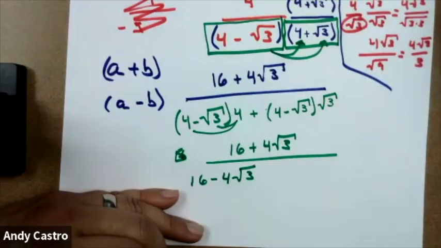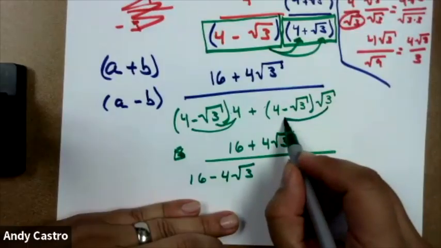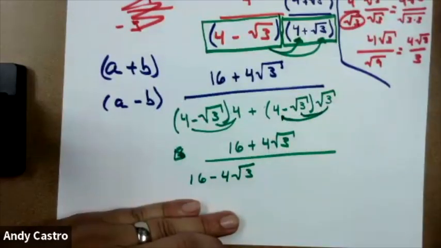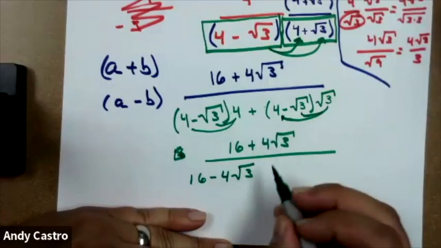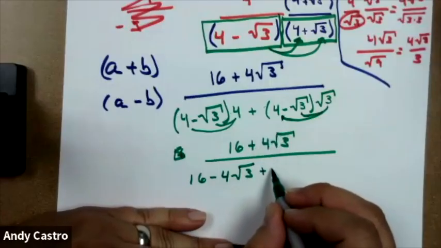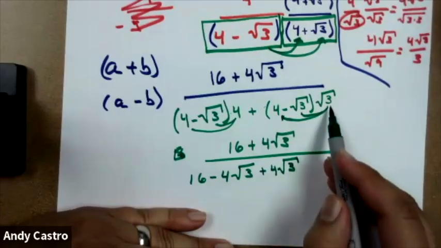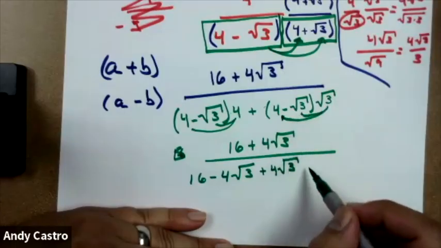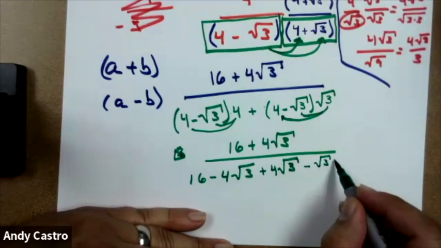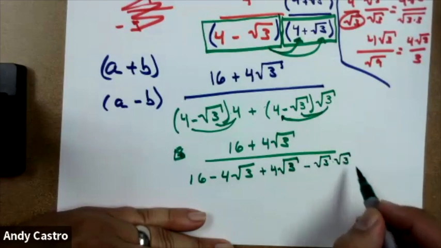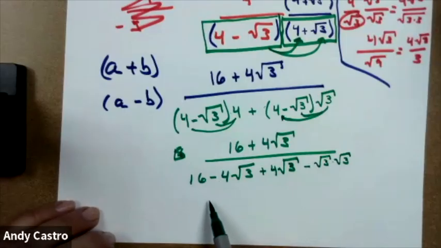All right, now I'm going to come over here. I'm going to take this root 3 and multiply it into here. Root 3 times 4 root 3, that's all positive, so positive 4 root 3. Root 3 times negative root 3 is negative root 3 times root 3. Now here, the 16 stays.